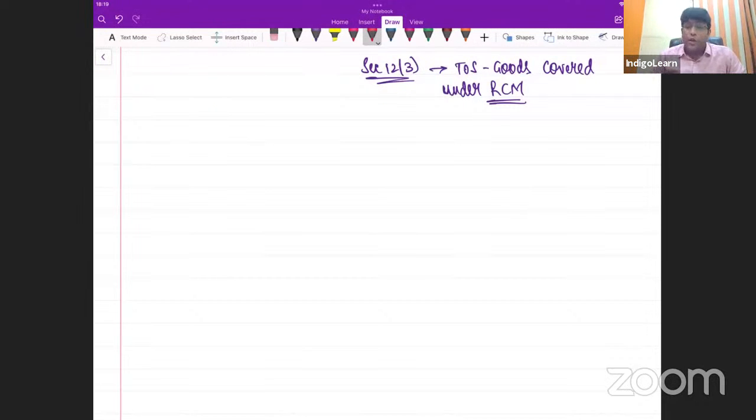But in your syllabus, you do not have what goods are covered under RCM. What is there in your syllabus is only the list of services covered under RCM. But you have got the concept of time of supply for goods covered under RCM. That is important. So what is the time of supply? They told, number 1, date of payment. Or in simple line, first let me write date of receipt of goods.